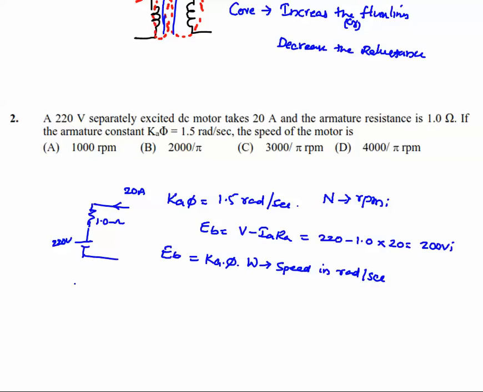So Eb, which is 200 volts, is equal to the armature constant K into phi, which is 1.5, into W. That implies 200 divided by 1.5 is equal to 2 pi N divided by 60. That implies N is equal to 4000 by pi RPM, and the solution is D here.